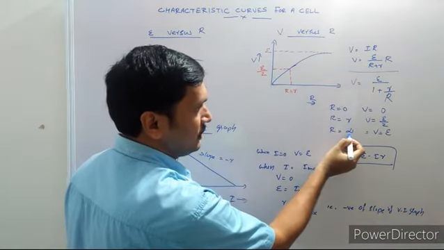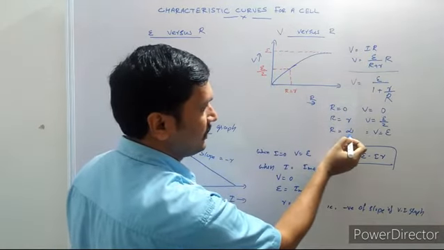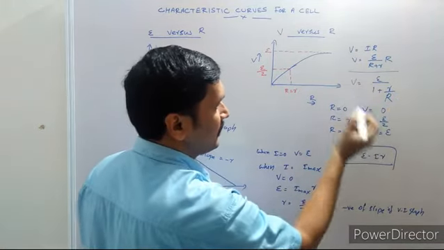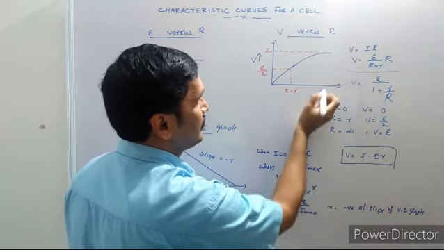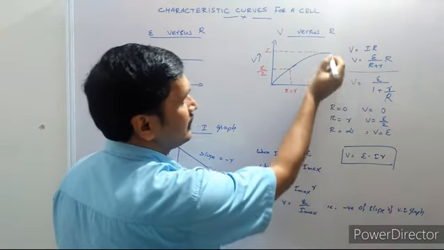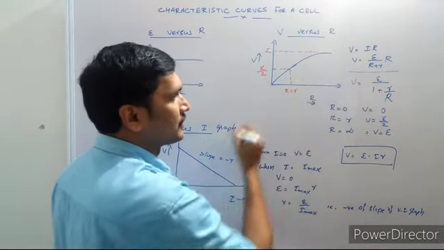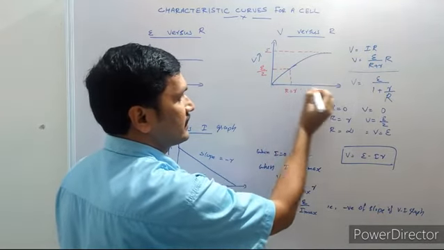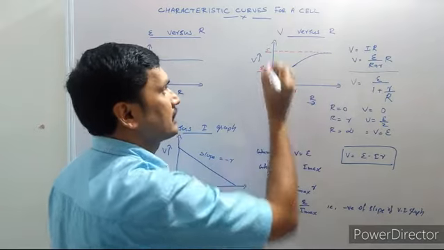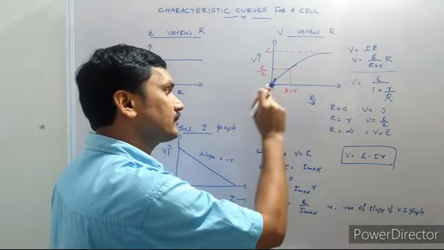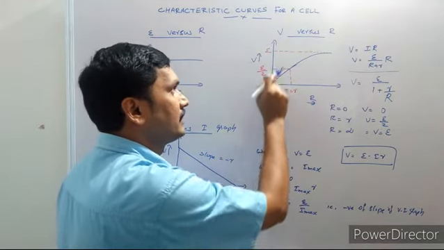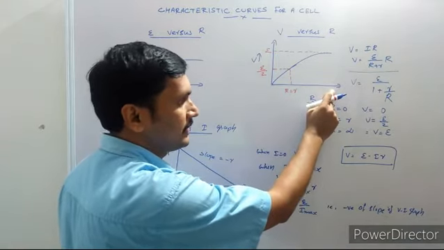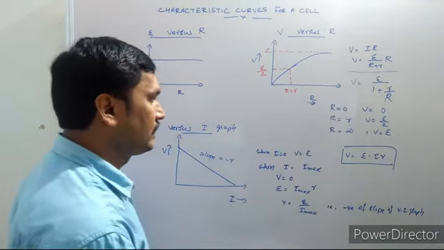When R is equal to infinity, substituting R equal to infinity here, V is equal to E. So the characteristic curve is like this. When external resistance increases, the terminal potential increases, and the terminal potential becomes the EMF when external resistance is equal to infinity, that is, in open circuit.